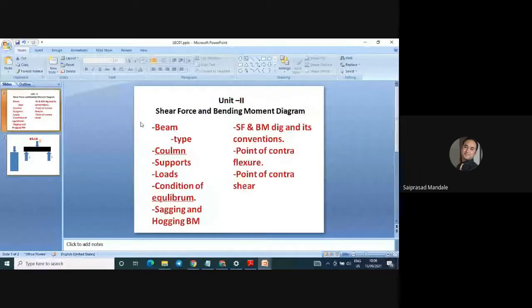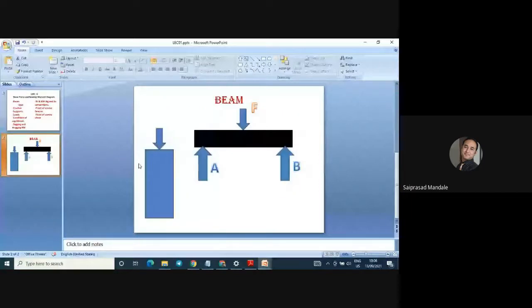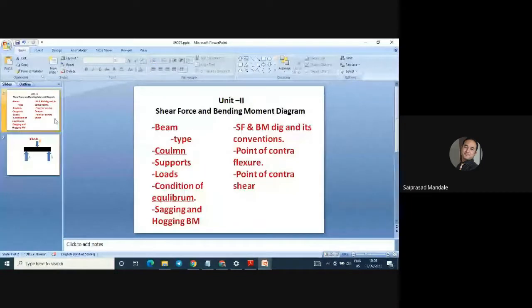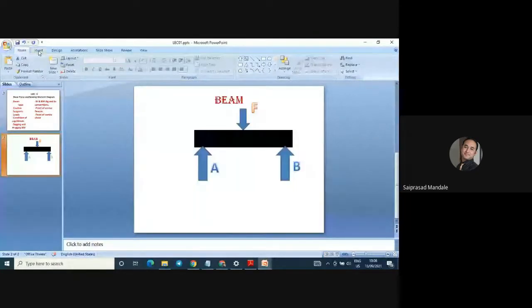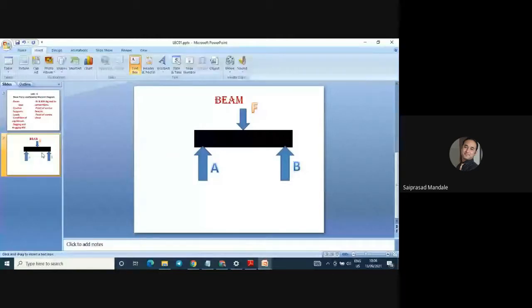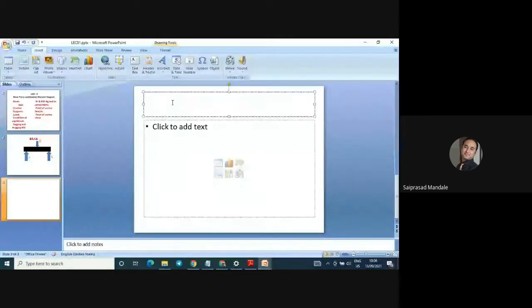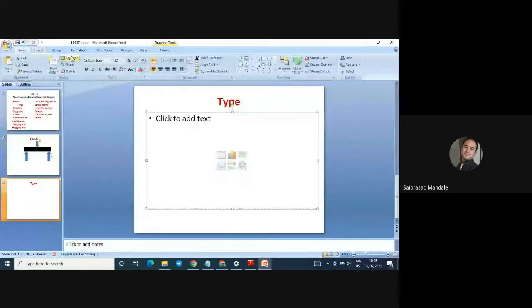Beam. Now coming to the second point, what are the different types of beam? Let us check. There are basically 5 to 6 types of beam, but from our syllabus point of view, we are going to discuss only a few important beams.